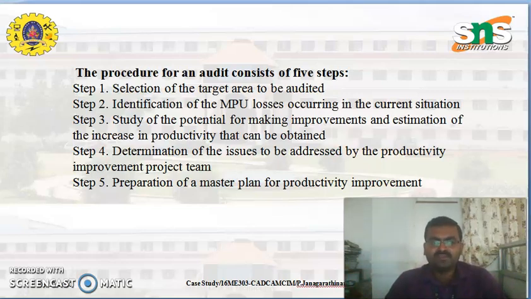Whenever the improvements are made, step 4 is determination of the issues to be addressed by the productivity improvement project team. In that particular project team, where the productivity losses have taken place, we have to identify that part. Then the last part is preparation of the master plan for productivity improvement. We have to develop the PDCA cycle. PDCA means plan, do, check, act. We have to follow the TQM approach to prepare the master plan for improving the product quality of those particular areas.